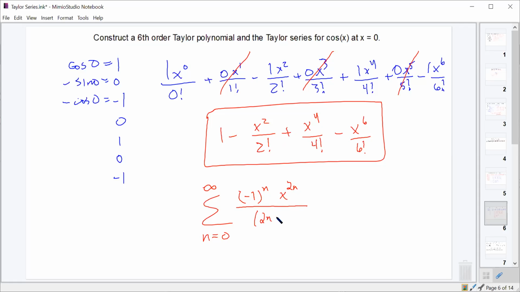And be careful how you write this because I almost just wrote it wrong. 2n factorial. Make sure you put the 2n in parentheses there to indicate that first you're multiplying n by 2 and then you're taking the factorial of it.